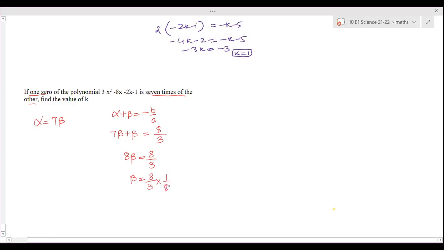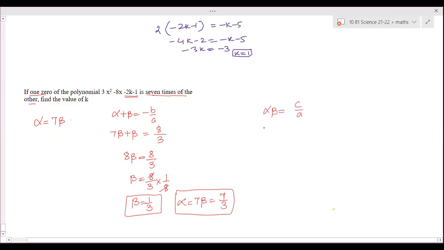This 8 goes here as division. This 8 gets cancelled. So beta is equal to 1 by 3. Clear? And what is alpha then? 7 by 3. Now what are they asking to find out? Find the value of k. K is present in the C term. That means alpha into beta is C by A.